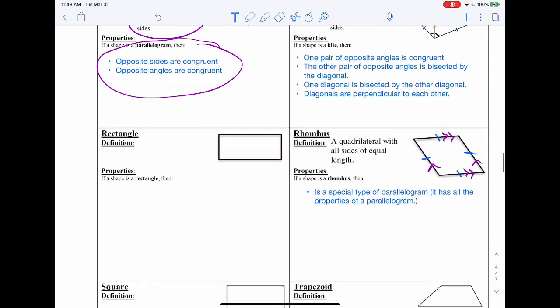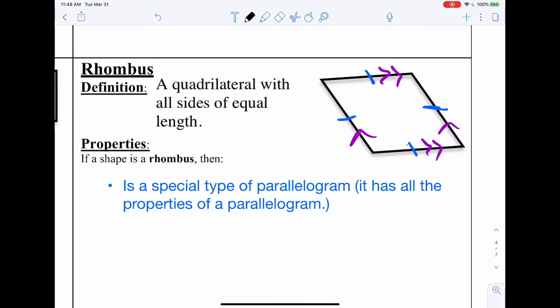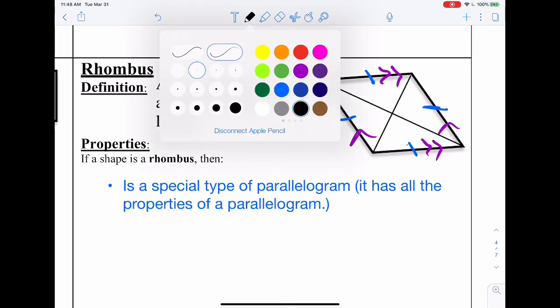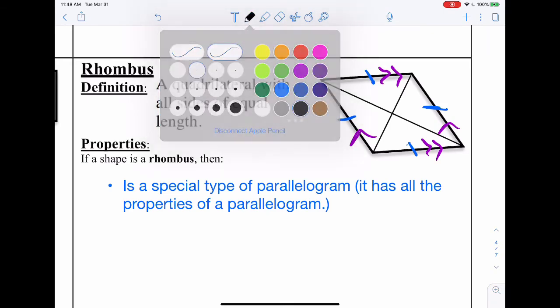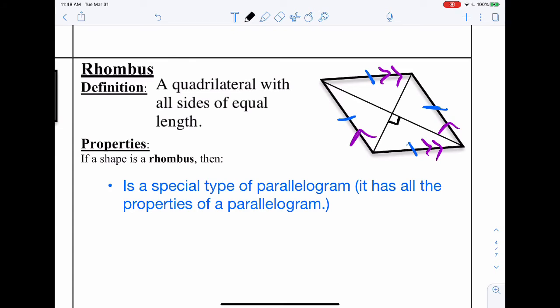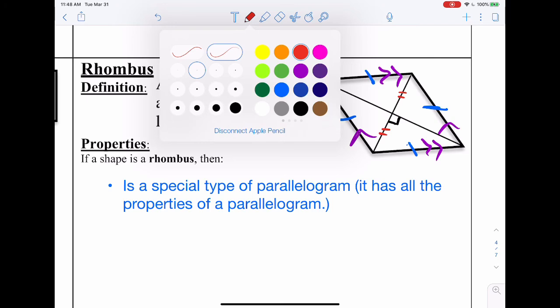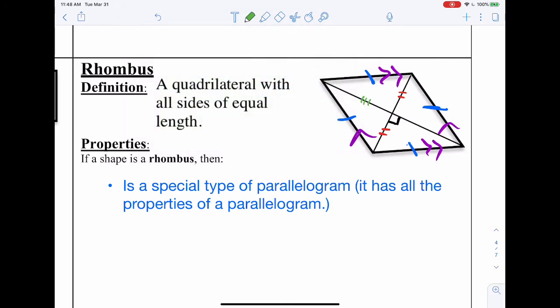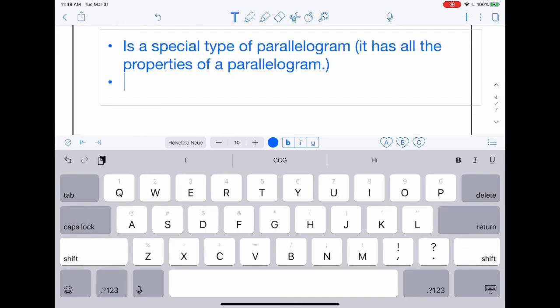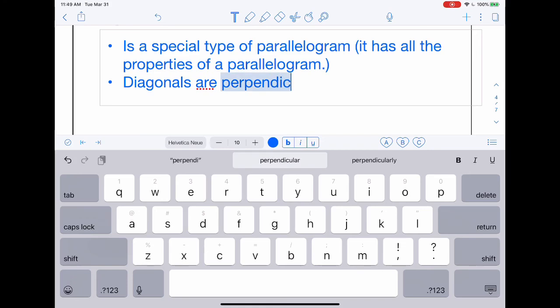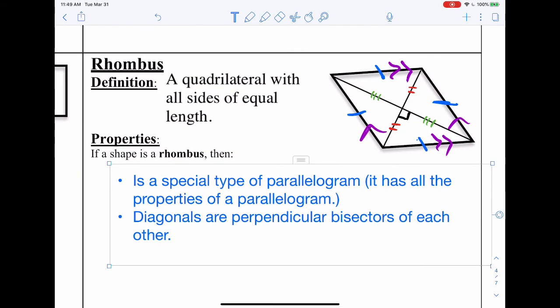Let's now add that to our toolkit. So first, add the diagonals to your rhombus by connecting one vertex to the other, opposite vertices, that is. So we just proved that diagonals are perpendicular and they bisect each other. So we'll add that to our properties. And there we go, properties of the diagonals of a rhombus.